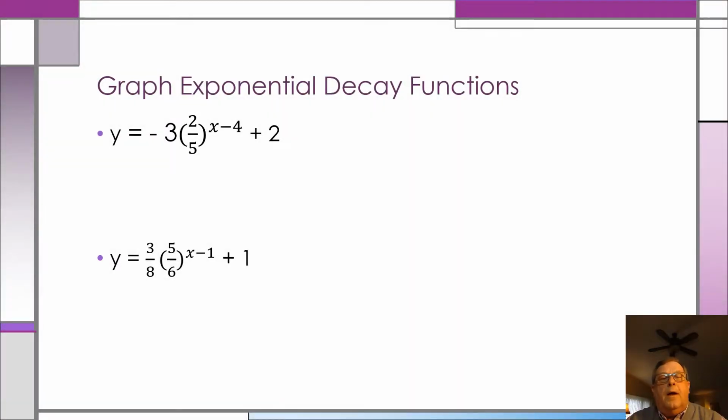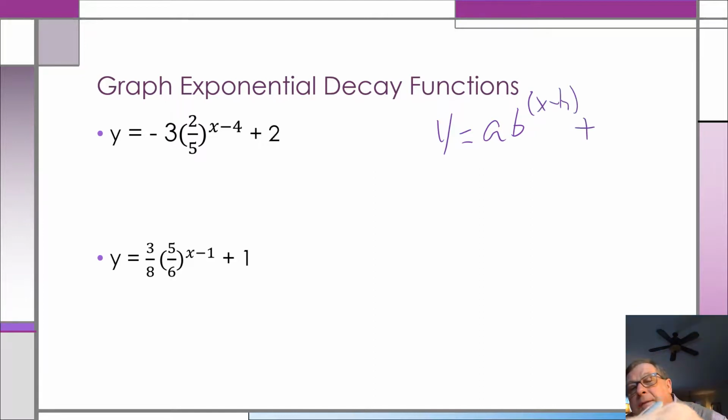We've considered exponential growth functions, and now let us consider exponential decay functions. If we go back to y equals ab raised to the power of x minus h plus k, our general form, we have exponential decay when b, the base, is greater than 0 but less than 1.